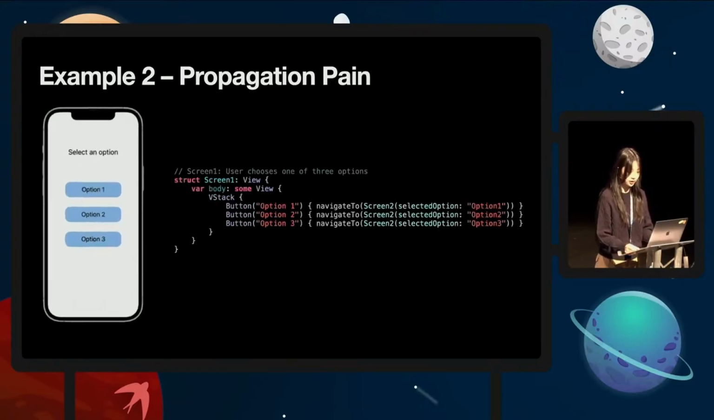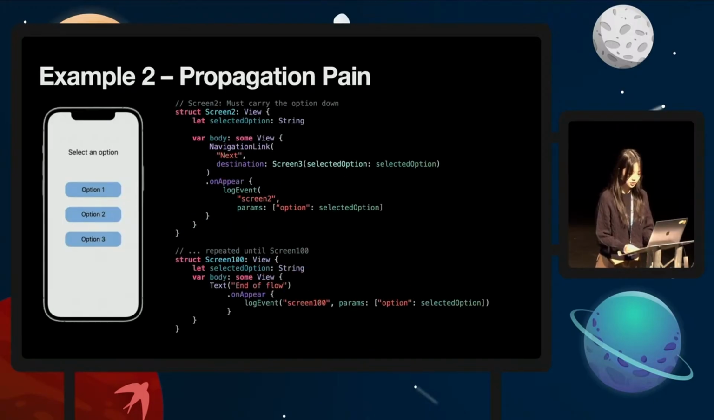So here's what it looks like on the first screen. It's the source of selected option, and the user picks one, and we simply pass it to the next screen so that we can log it there later. Looks fine for now, but then the second screen has to pass it again, and the third and the fourth, all the way down to screen 100, the final screen. And every screen now needs to accept selected option, carry it down, and sprinkle it into the log event function. The thing is, most of those screens don't even need this data. They are just passing it along only because logging demands it.